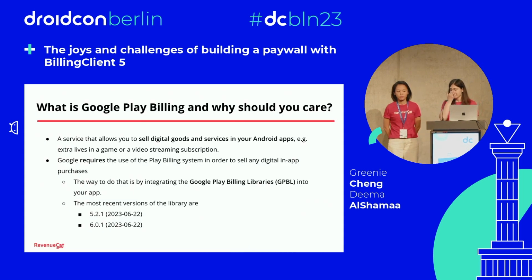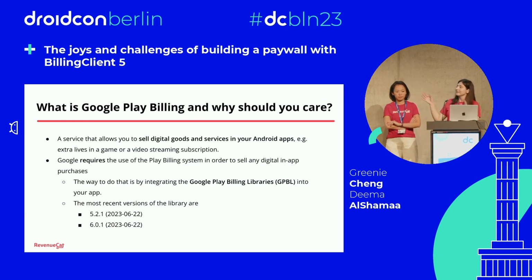So, what is Google Play Billing? It's basically a Google system that allows you to sell digital goods and services. You have to use it, so there's no way around it, and the way to use it is just to integrate it into your app. The most recent versions of the library were both released the same day, a few days ago, 5.2.1 and 6.0.1.